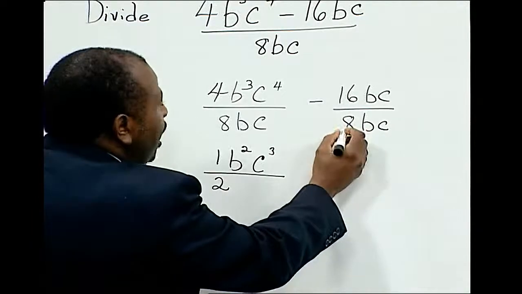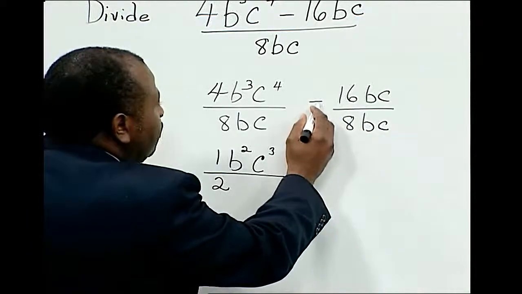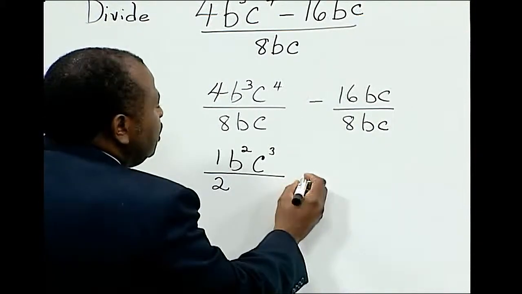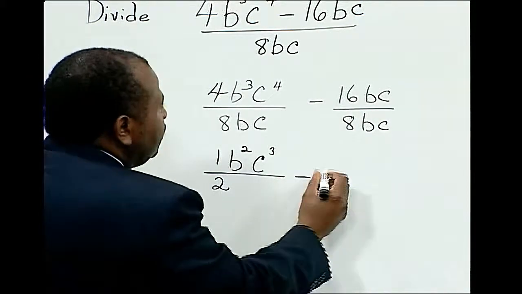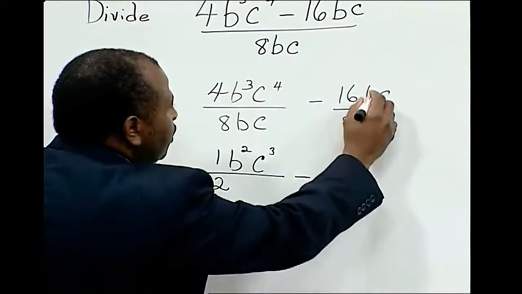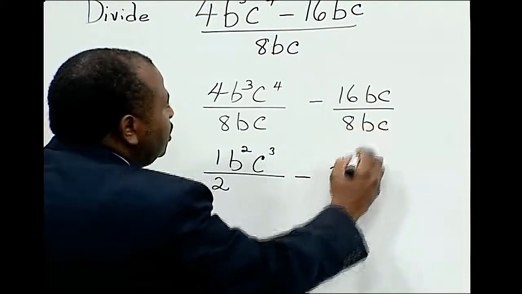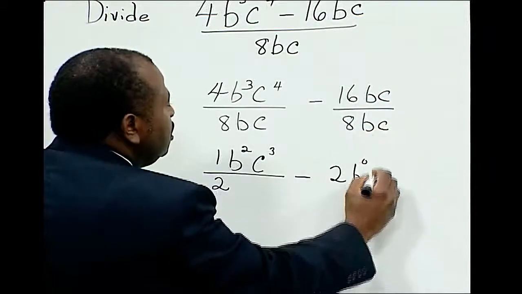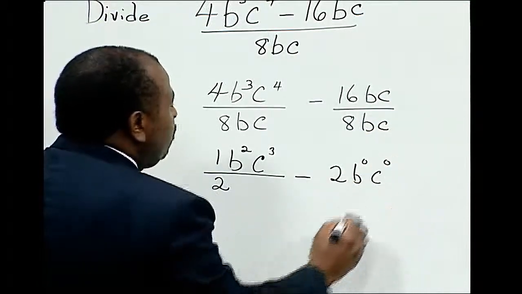8 is positive. 16 is negative. A positive divided into a negative is equal to a negative 2. B divided by b is equal to b to the 0 power. C divided by c is equal to c to the 0 power.